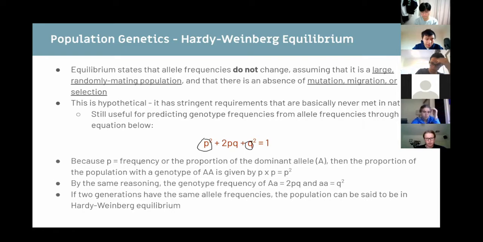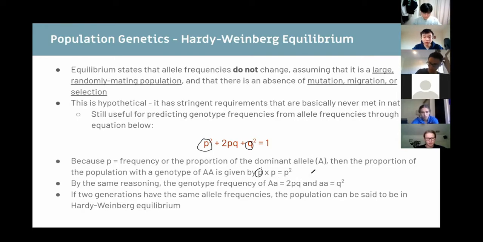So because the P is the frequency of the dominant allele, right, then the proportion of the population, or the percentage of the population with a genotype of AA will be P times P, which is P squared. So you're kind of saying, the chance of getting a dominant allele is P, then getting 2 of them is basically P times P, or P squared.